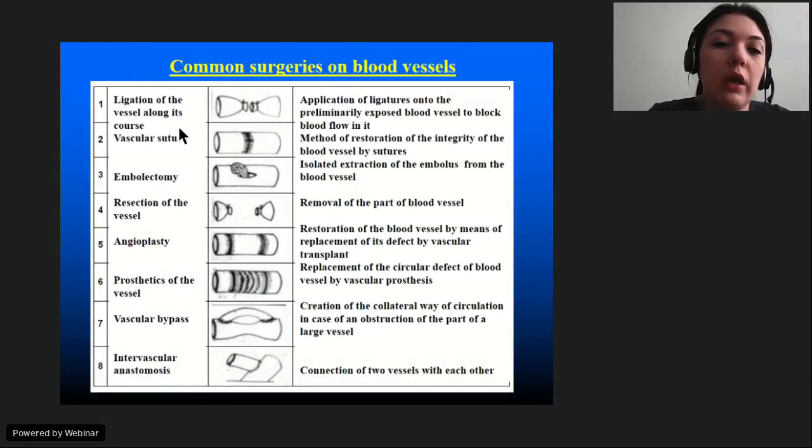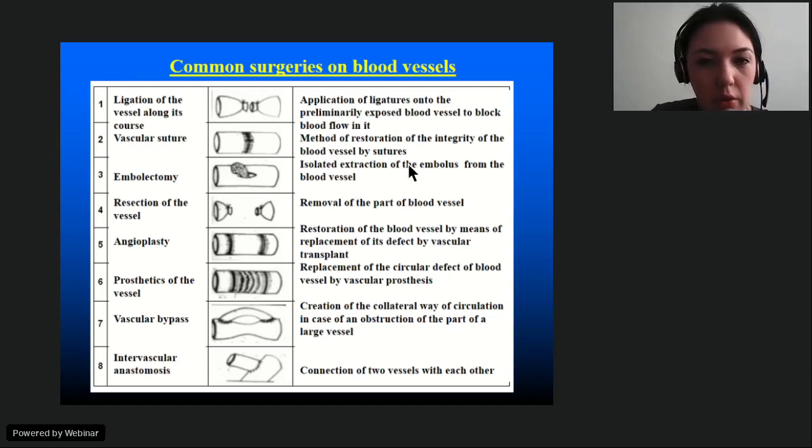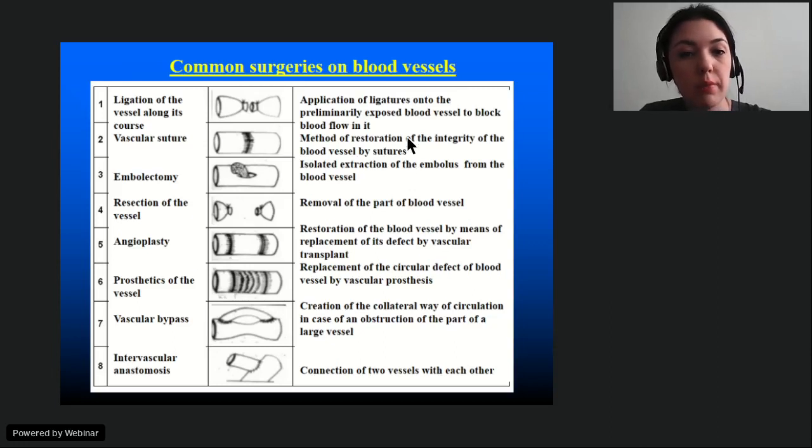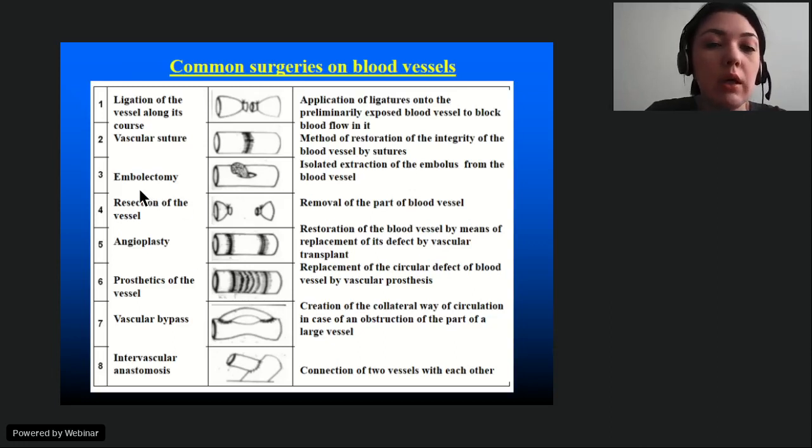So first of all, it is ligation of the vessel along its course. It is application of ligatures onto the preliminary exposed blood vessel to block blood flow in it. Vascular suture, method of restoration of integrity of the blood vessel by sutures. Embolectomy, it is isolated extraction of the embolus from the blood vessel. Resection of the vessel, removal of the part, yes, like any resection.